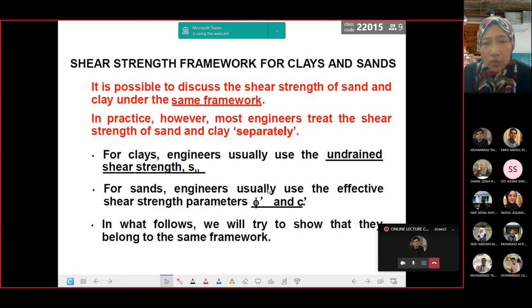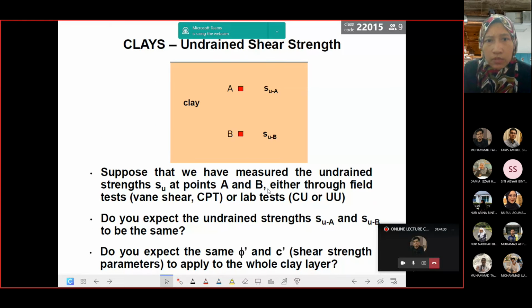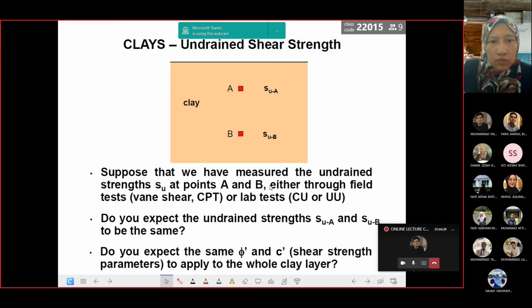So what is exactly when you deal with the clays, for example here, in the situations stress at point A dan juga stress at the point B, you can see we measure the undrained strength at point A and B, at the rough field test, pinch CPT or depth test, CU or CUU. So the undrained shear strength at point A dan juga point B, adakah dia lebih kurang sama? Ataupun bolehkah kita pakai nilai C dan juga nilai phi untuk dua-dua conditions A dan juga B.